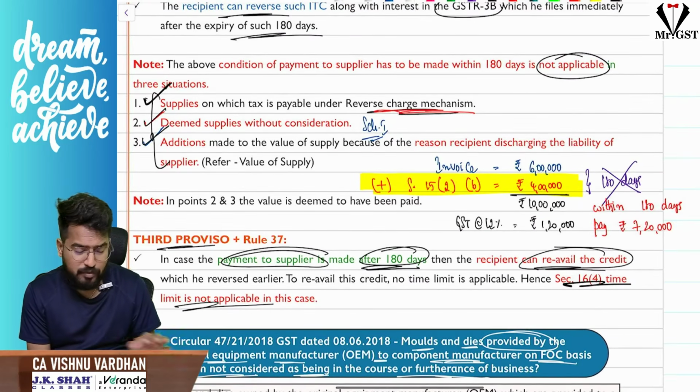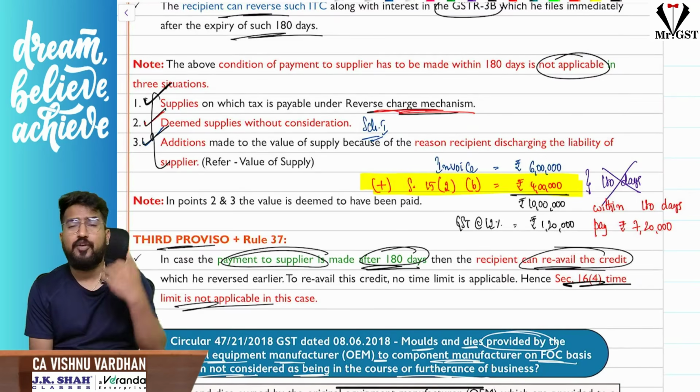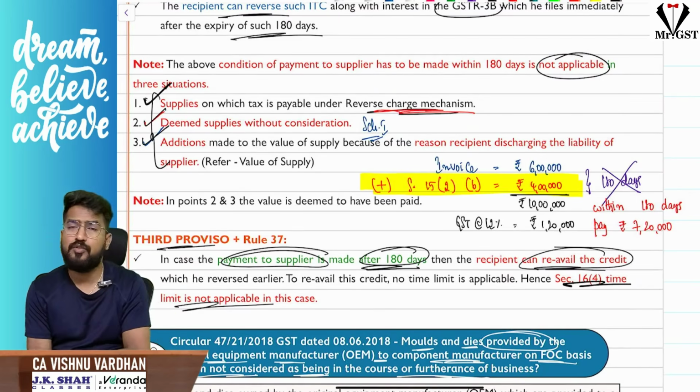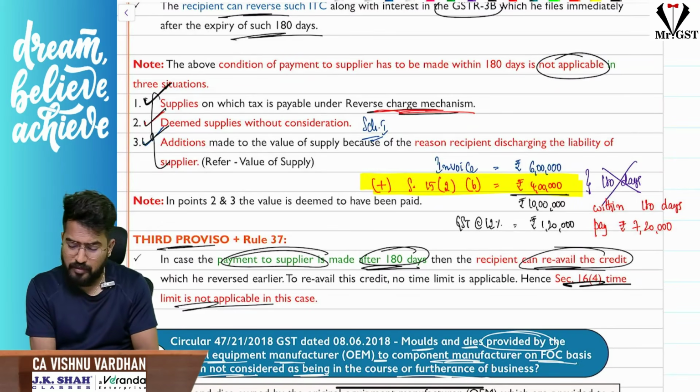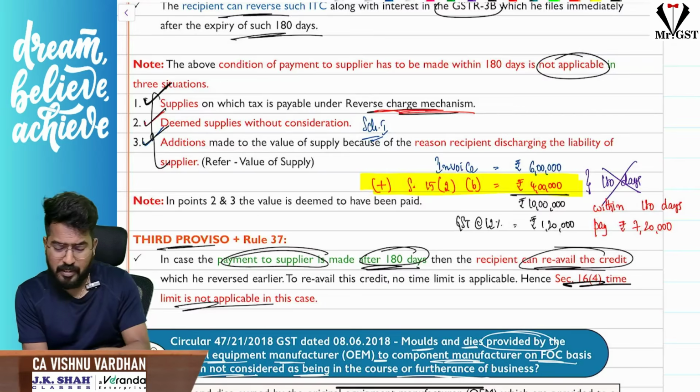If you remember that Pushparaj example, 10 lakhs furniture, you are paying me 6 lakhs and directly 4 lakhs to Pushpa, so that case only. So that is the point. For that, the 180 days time limit is not applicable.